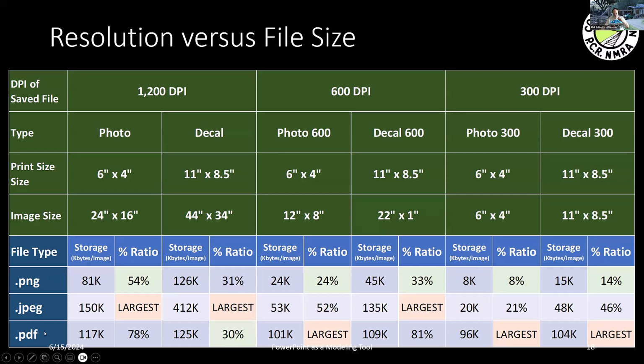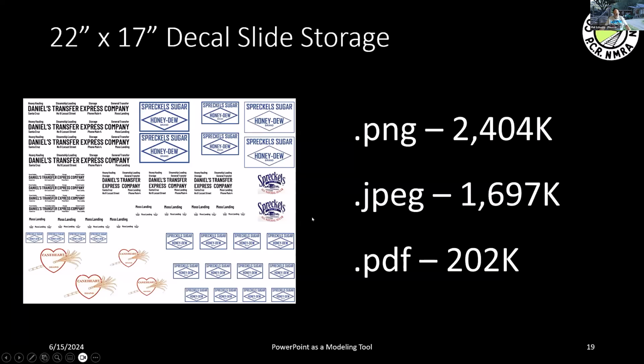PDF is a thing that's designed to resolve it down and print it, and it will be much lower resolution. So I would recommend using either PNG or JPEG. I almost use PNG exclusively. It seems to me you get better resolution out of it, but it's really your choice. But you can see the size of the slides. This is an example of a specific slide. This is a decal slide.